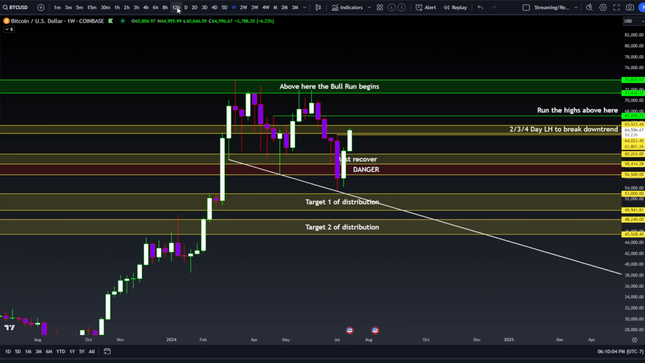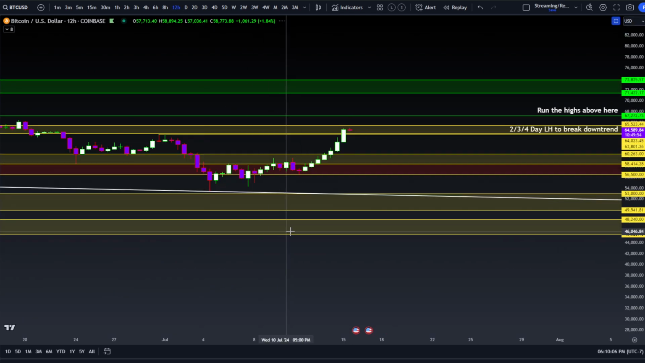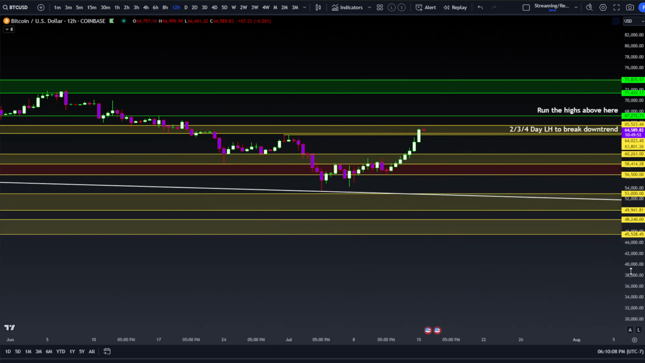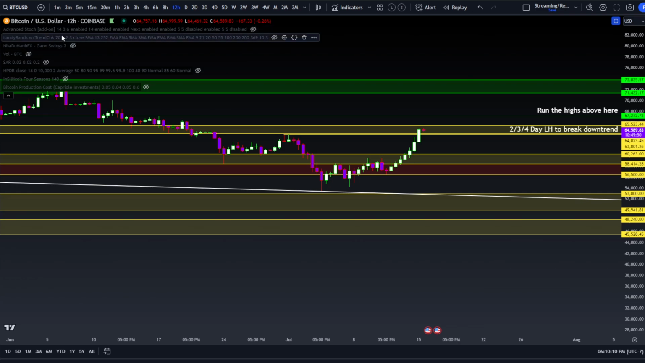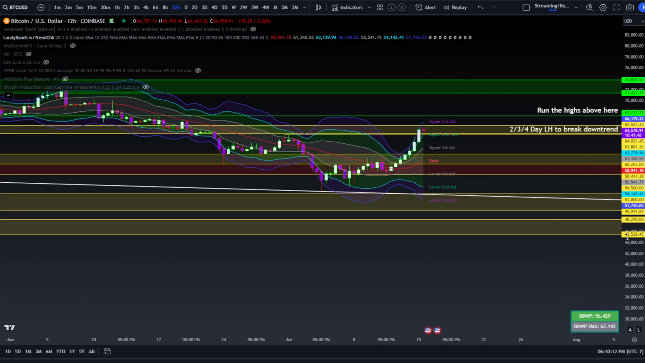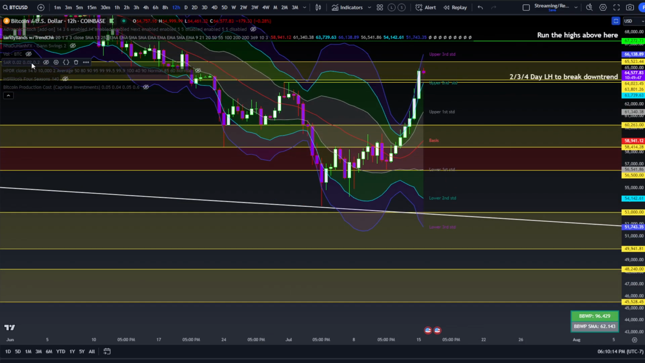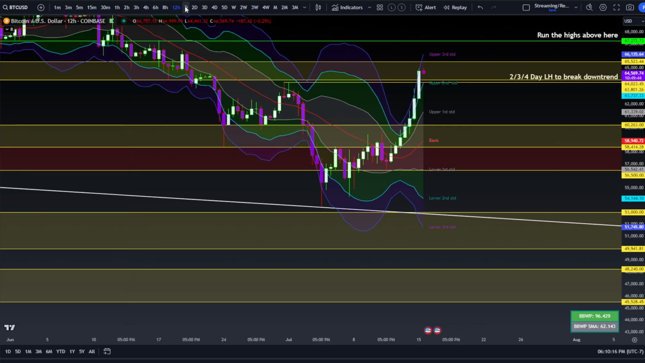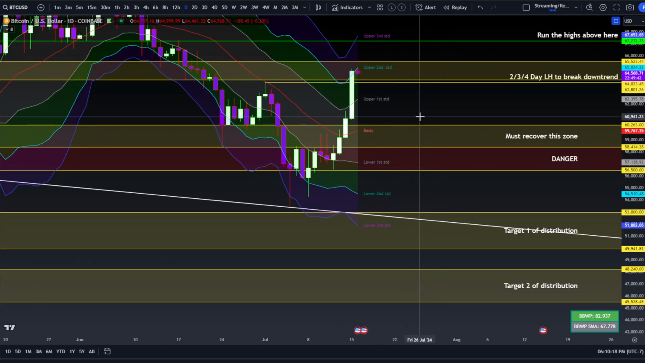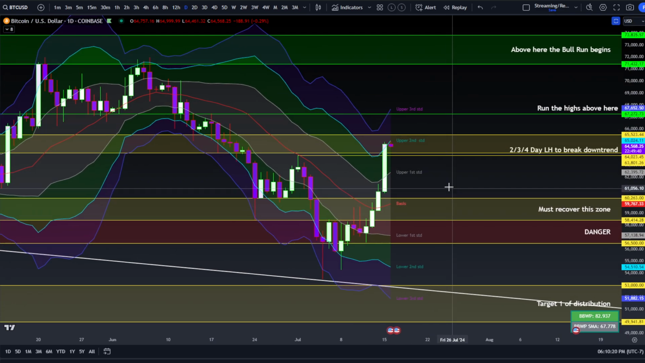So let's go ahead and check on some of the lower term time frames. Let's go to the 12-hour here. This is beautiful 12-hour structure. Let's go ahead and turn on some Bollinger Bands and sync those up with support and resistance. And in fact, why don't we check on the daily first, actually? Yeah, so Bitcoin ran from the lower second all the way to the upper second, but it regained some key levels along the way.